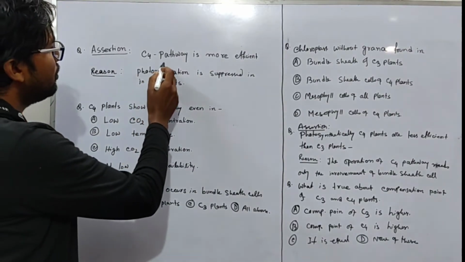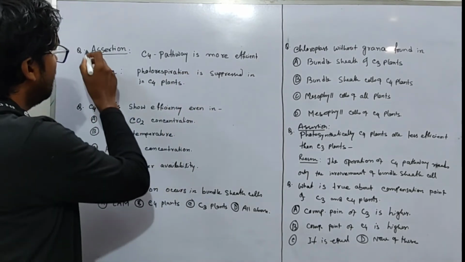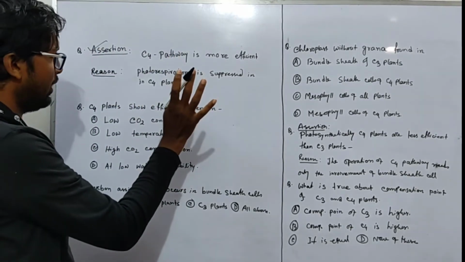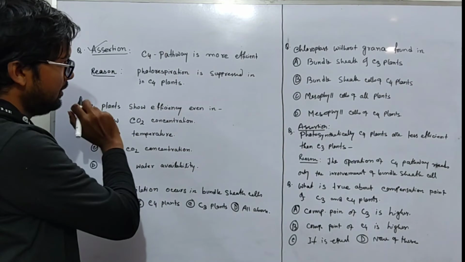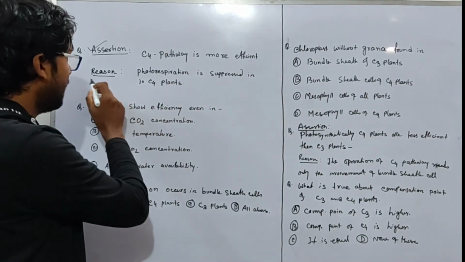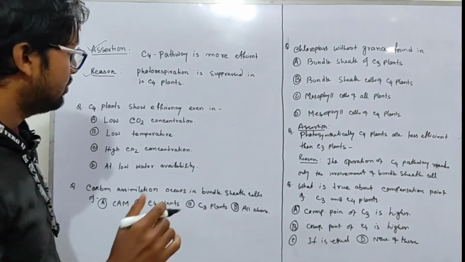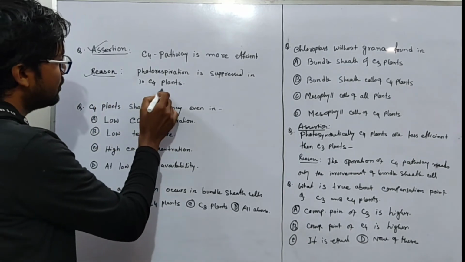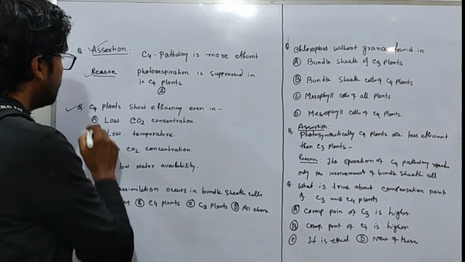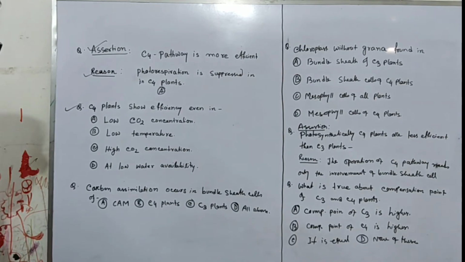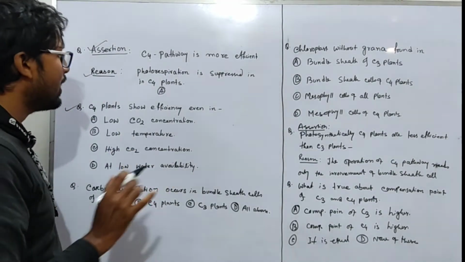Another question: C4 pathway is more efficient. Yes, it is more efficient. And the reason is that photorespiration is suppressed in C4 plants. These are both right. So assertion and reason are both right, and the option will be A. C4 plants show efficiency.